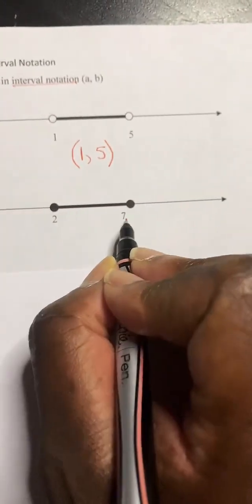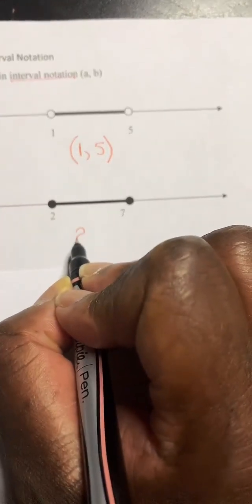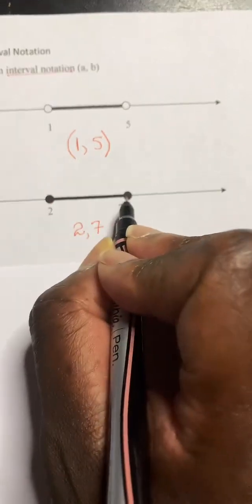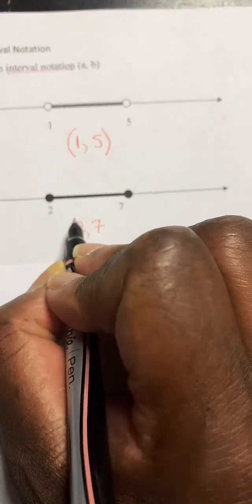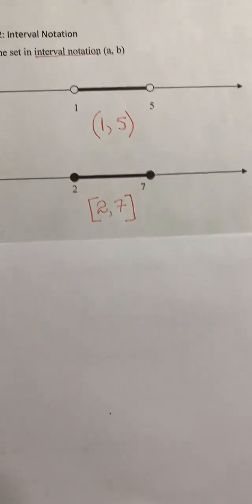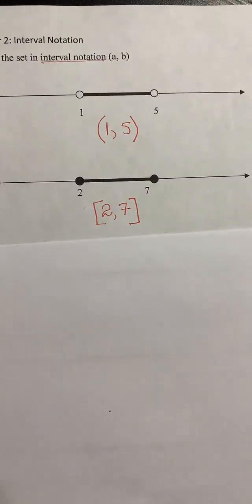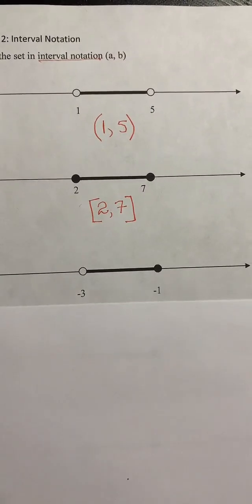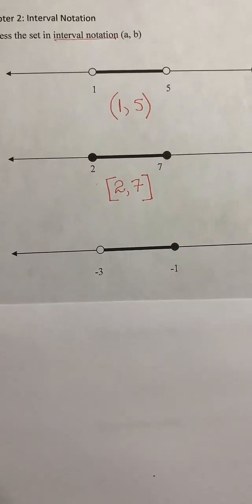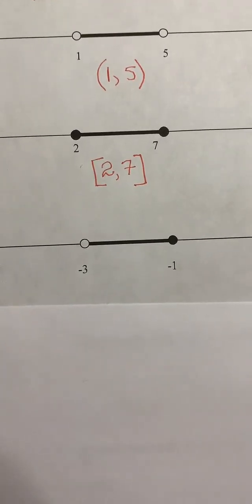All right, excellent. So we have 2 and we have 7. The lowest number is 2. Then we have 7. Since they are dots, they're closed in, so that means we're dealing with brackets. So when you take a test, you might wonder why there are ordered pairs with brackets. Now you know they're not just ordered pairs. All right, how about this one?